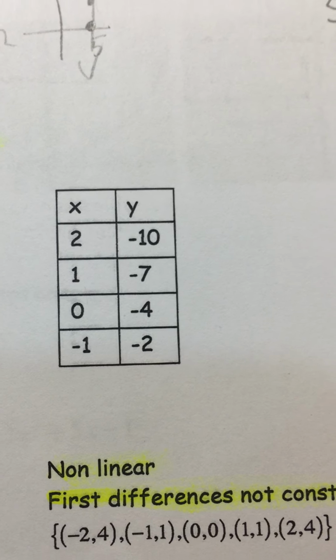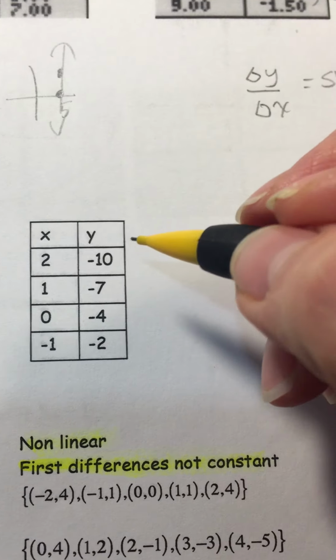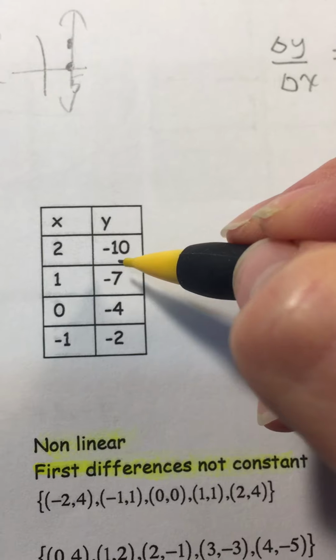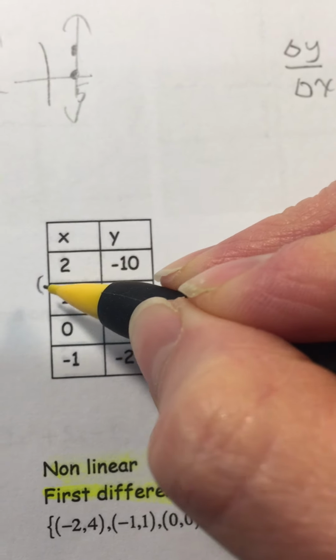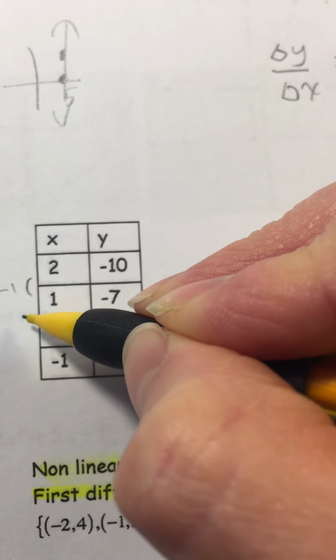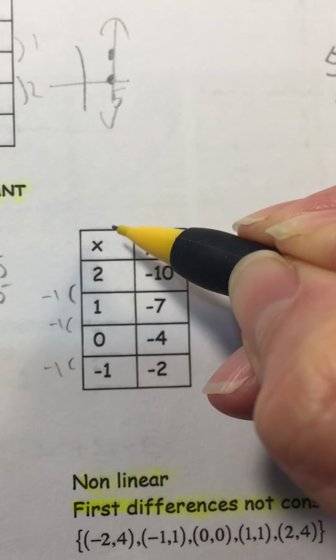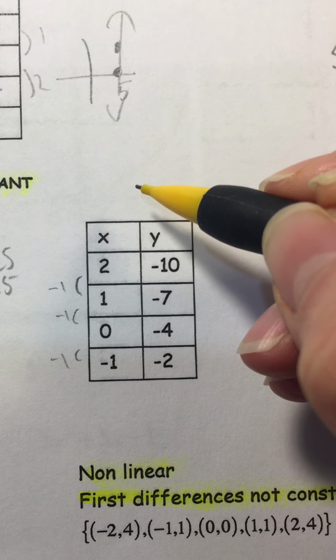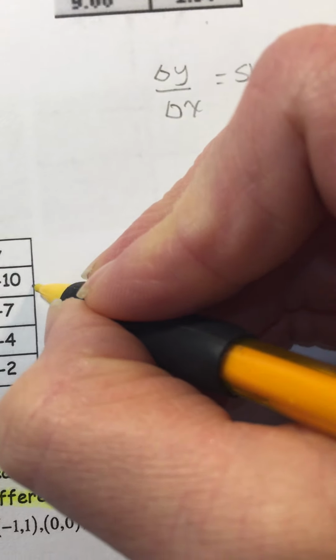And then we've got this one. Oh, actually before, no, okay, I'll keep going. So we've got 2, -10, 1, -7, etc. So this one goes down by 1, down by 1, down by 1. So this is constantly going down by 1 in the x's, and so I know that I can check for first differences. So let's check.